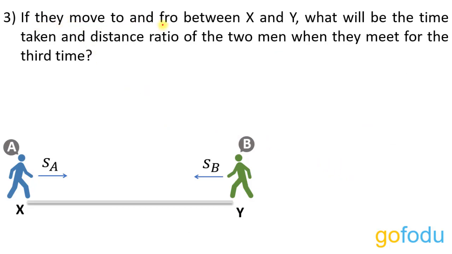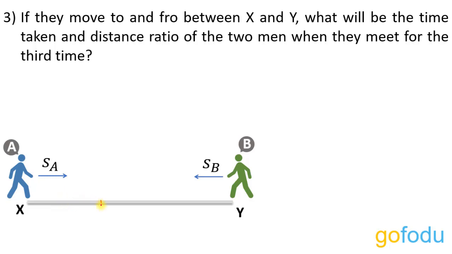if they move to and fro between X and Y, to and fro means A will go from X to Y, then back to X, then back to Y, and like this it will continue. Similarly, B will go from Y to X and then back to Y, then again to X, and so on. So let's see how they meet.